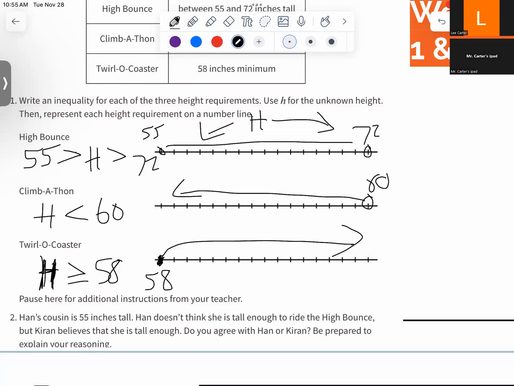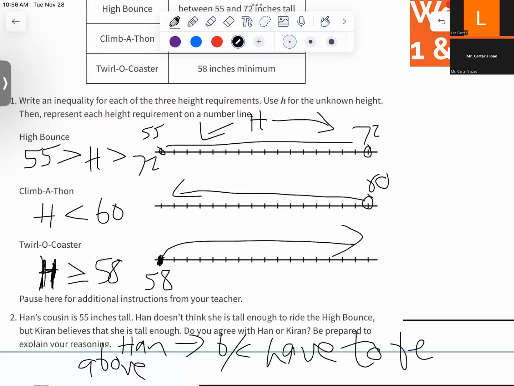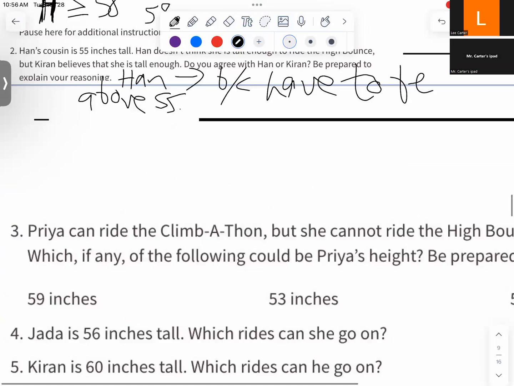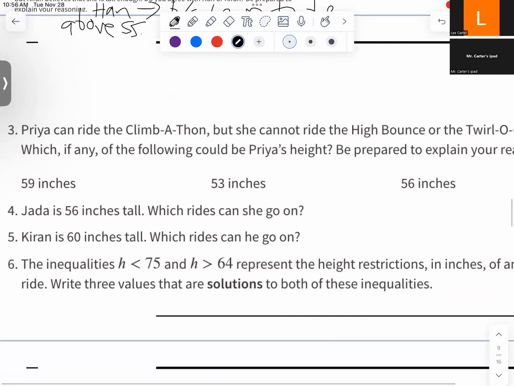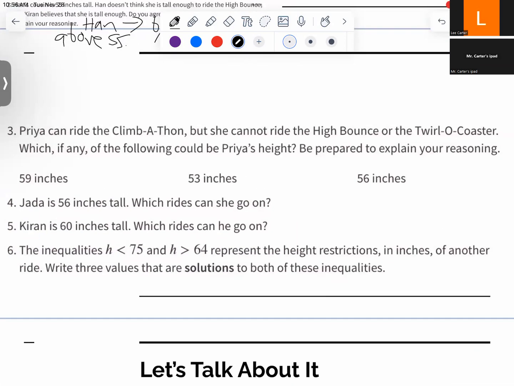So that's those three. Han's cousin is 55 inches tall. Han doesn't think she's tall enough to ride the high bounce, but Karen believes she's tall enough. Okay, so high bounce says you have to be more than 55 inches tall. Okay, therefore, Han, because you have to be above 55. Okay. All right.